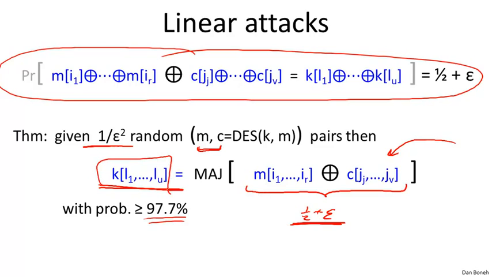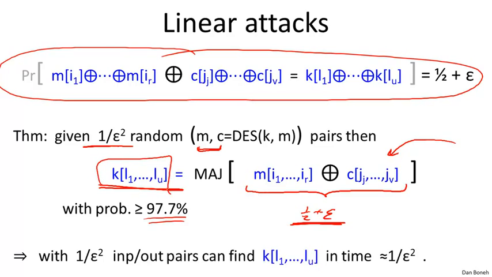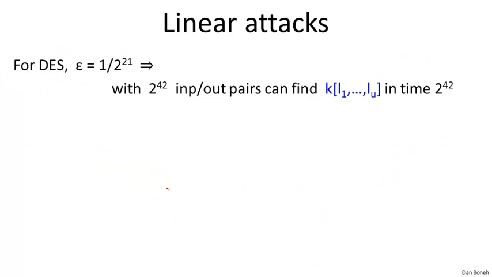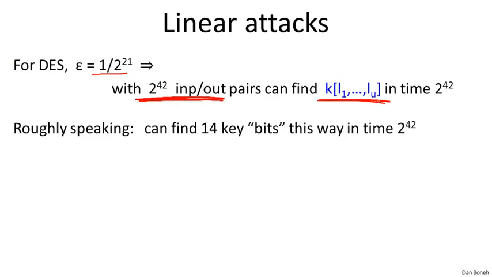Within 1/epsilon² time, you can figure out an XOR of a bunch of key bits. So now let's apply this to DES. For DES we have epsilon equal to 1/2^21, which means that if you give me 2^42 input-output pairs, I can figure out an XOR of the key bits. Now, I'm not going to exactly show you how, but roughly speaking, using this method you don't just get one key bit, you get two key bits. You can use this relation in a forward direction and in a backwards direction. So that gives you two XORs of bits of the secret key. Okay, so that's 2 bits of information about the secret key.